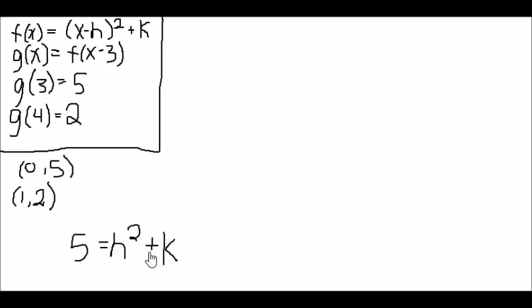And this is going to be our valuable equation that we're going to need to plug into this same equation again, but with these two values of x and y instead. So we plug 2 in for y again, and then 1 in for x. We plug this in and we get 2 equals (1 minus h) squared plus k.